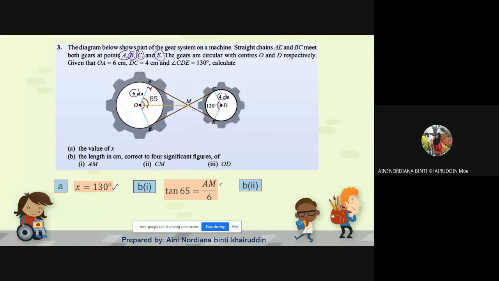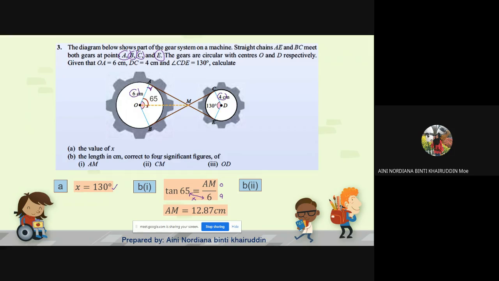Tangent is TOA. So opposite is AM and adjacent is OA, which is 6 cm. Then you get AM 12.87. You just multiply these two. Tangent 65 times 6, then you get AM.